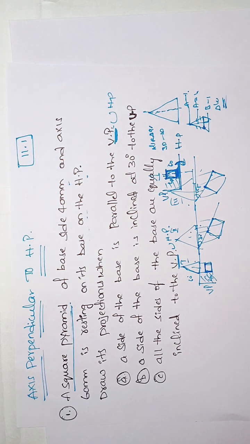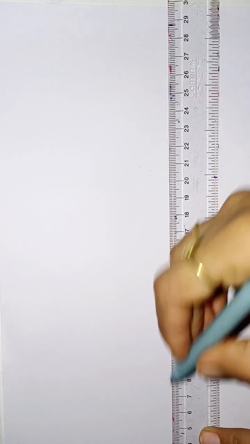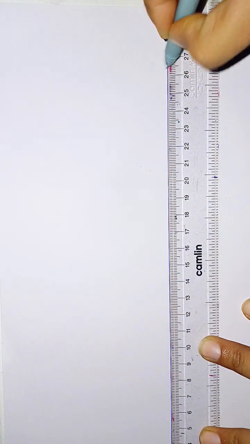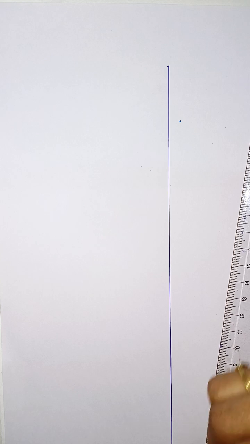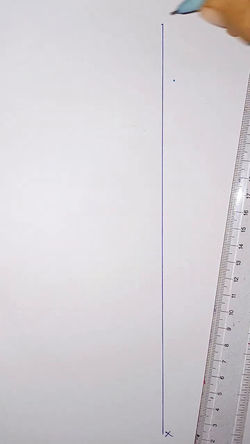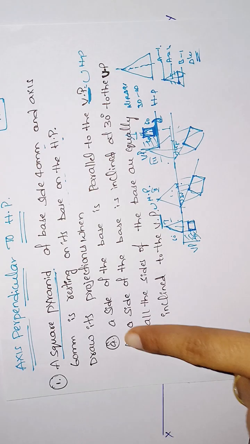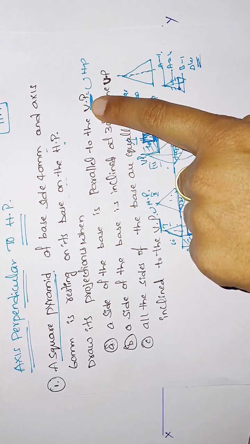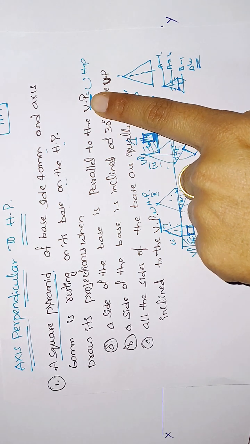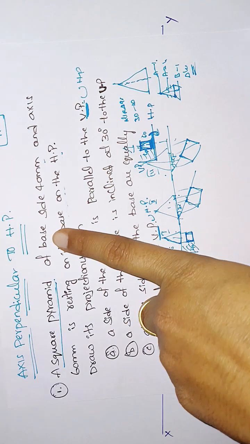Now we have to draw the clear picture with instruments. First, draw a reference line up to some distance and name it X and Y. Here it is mentioned first that a side of the base is parallel to the VP, which means it is situated on HP.